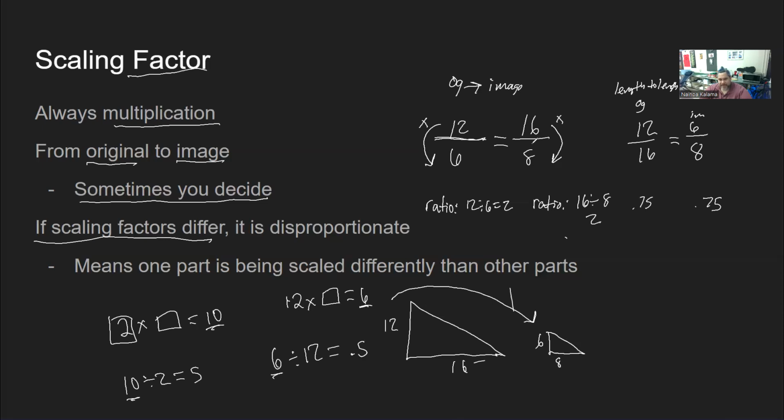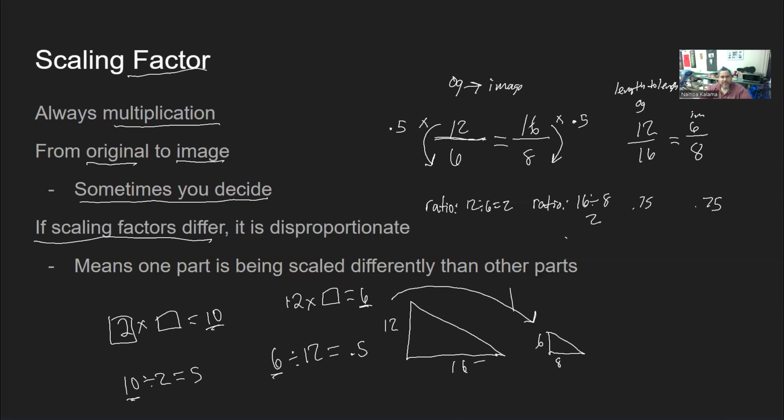And if I do the same thing over here, you'll see it's the same thing. So the scaling factor is times 0.5, times 0.5. To go from original to image, we're multiplying by 0.5. We're shrinking this image by half.